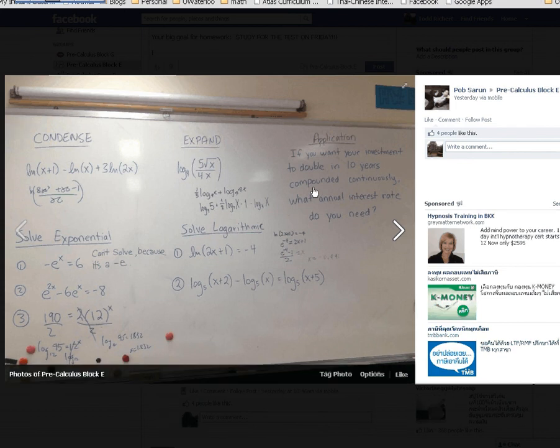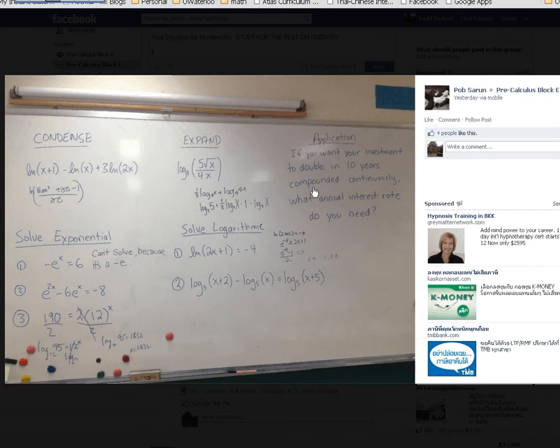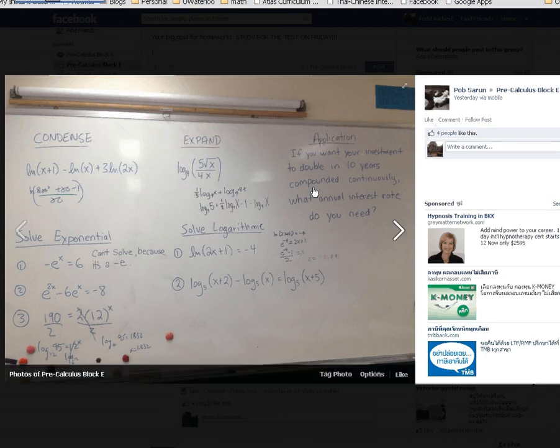Alright, hi again class. I just wanted to help you out with one of these equations that we didn't get to in class. It's number 2 under solve exponential, and so I wanted to help you figure that one out. So I've already pasted it over into a notebook.